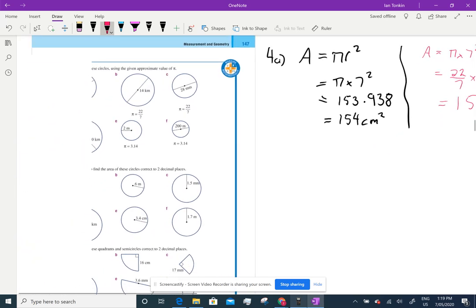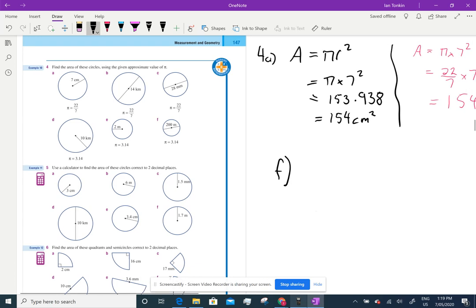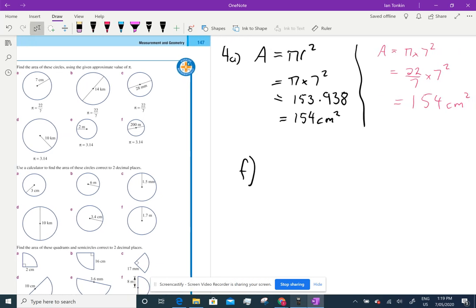I'm not going to do all of them. I'm going to do F. I'm going to do F because it's a diameter and it uses 3.14. First, I'm going to just use my calculator. Pi times the radius squared. Pi times, now it's important to show how you calculate the radius. So the radius equals 1/2 times 200, which equals 100. 1/2 of 200 is 100.